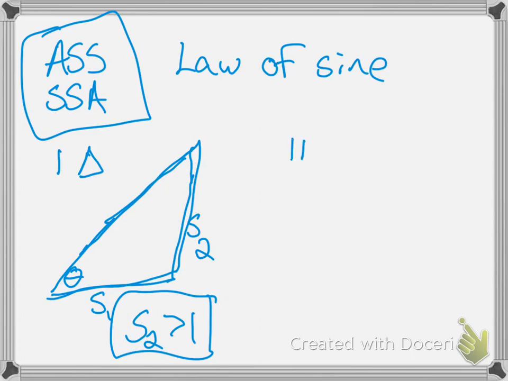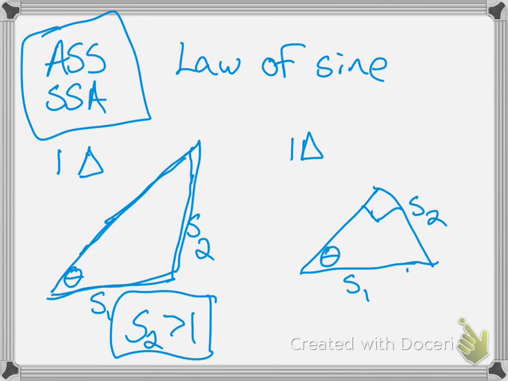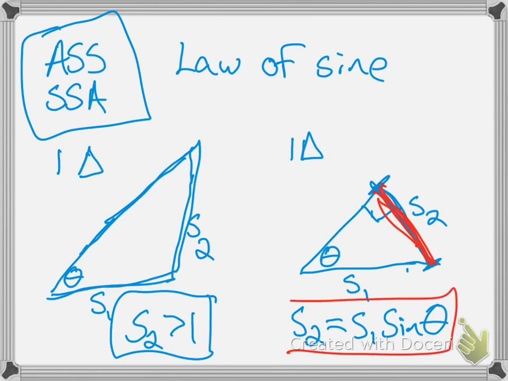The other possible one triangle is if side two is the exact length that makes this a right angle right here. So theta, this is side one and this is side two. So if side two equals side one times the sine of theta, then this would be the shortest possible line that could be made right there. And we know that this would only be one possible triangle if this is true. Okay, so there's your one triangle, there's your one triangle.